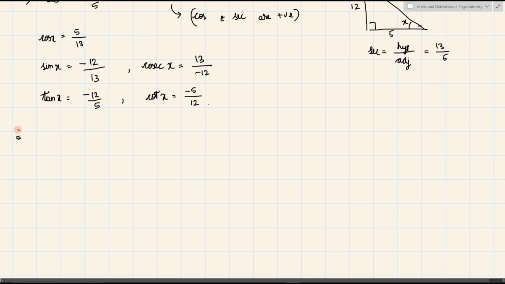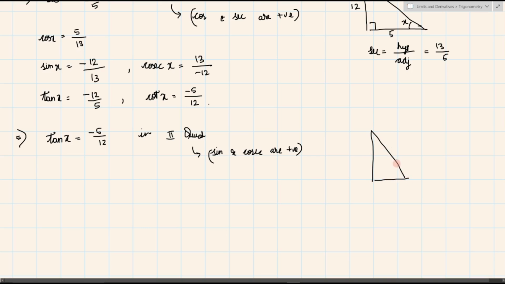Fifth question, we have tan x is equal to minus 5 by 12, and we are in the second quadrant. So we know that in the second quadrant sine and cosecant are positive, everything else is negative. So we have a right angle triangle, and all these diagrams are roughly sketched. If this is x, the opposite side is 5, the adjacent side is 12, and the hypotenuse would be 13, because 5, 12 and 13 are a Pythagorean triplet.